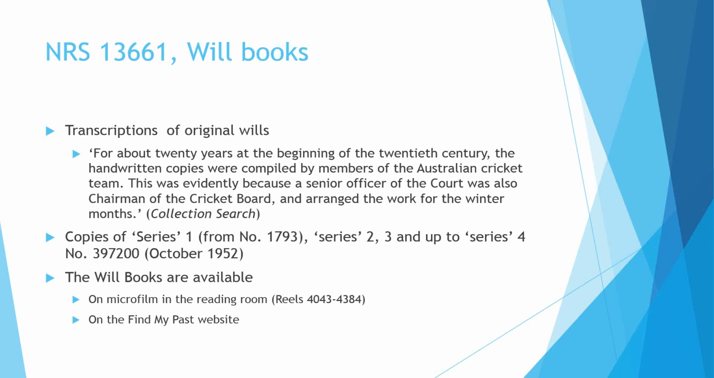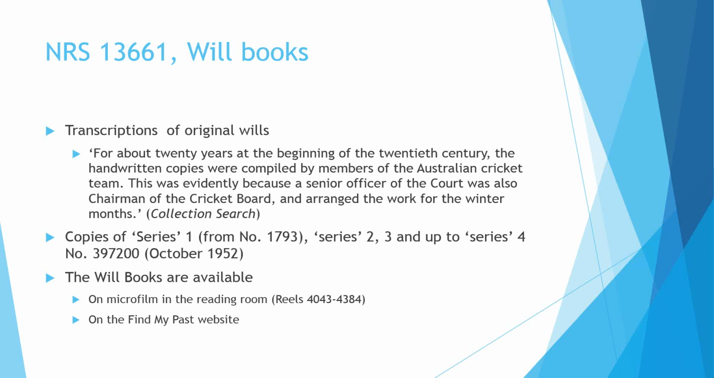Now, moving along, we are going to look at will books. So these are just transcriptions of original wills, which were originally handwritten into books, hence the name will books. And then more recently, they were typed up and bound into volumes as well. So we've got will books in the collection from the beginning right up to 1984, and then microfilmed up to October 1952. And an interesting side fact is that in the beginning of the 20th century, the handwritten copies were compiled by members of the Australian cricket team, pretty much because a senior member of the court was also chairman of the cricket board, and that's what the cricket team did in their off-season, so it kept them out of trouble and off the streets.